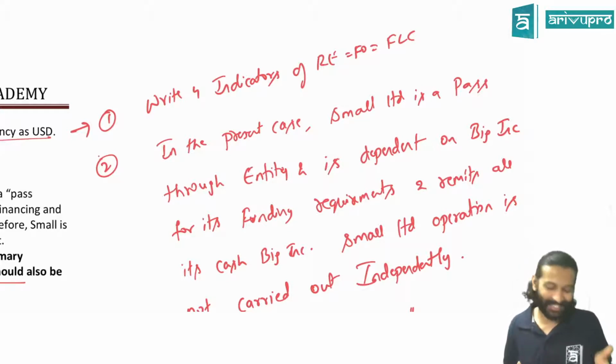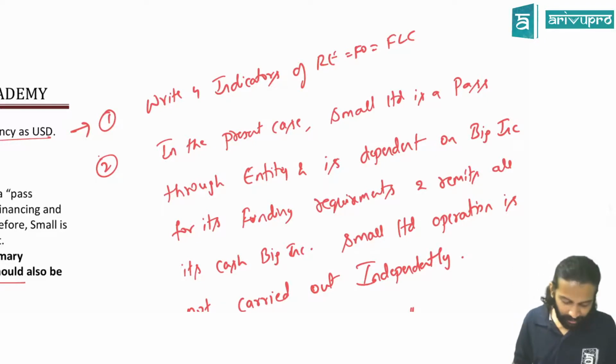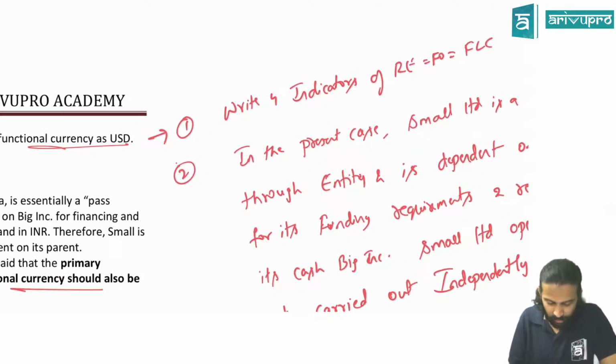If they give it for 2 marks and all, don't waste so much time. Write it in short words and move on. And then accordingly conclude. 2 conclusions you have to give. What is the first conclusion?